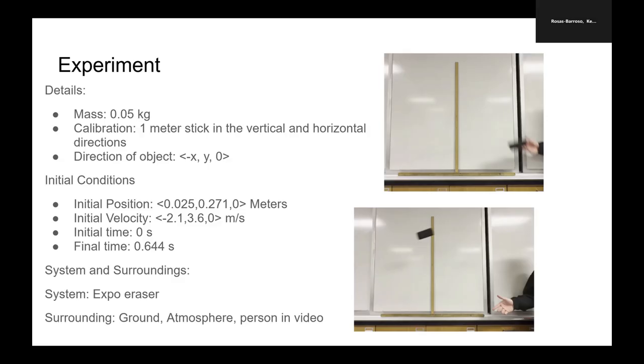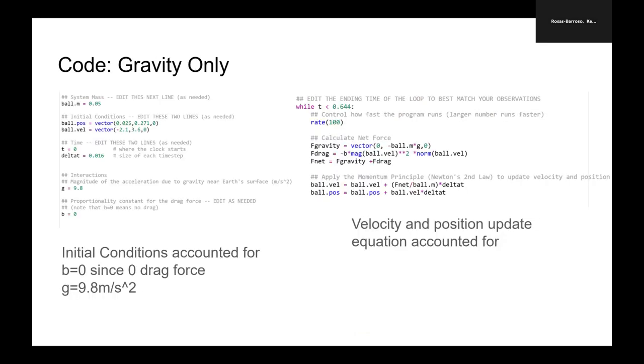For the systems and surroundings, the system is the expo eraser, and the surroundings are the ground, atmosphere, and the person in the video. In the gravity-only code, the initial conditions that were accounted for were the ball's mass, its initial position, and initial velocity as we calculated in the previous slide. In this case, the drag force constant was set to 0 because we're only taking the force of gravity into account. In the while loop, the net force equation was set equal to the weight force, which is mass times 9.8 meters per second squared. Meanwhile, the position update and velocity update equations were changed to ensure that the values were changing at every iterative step.